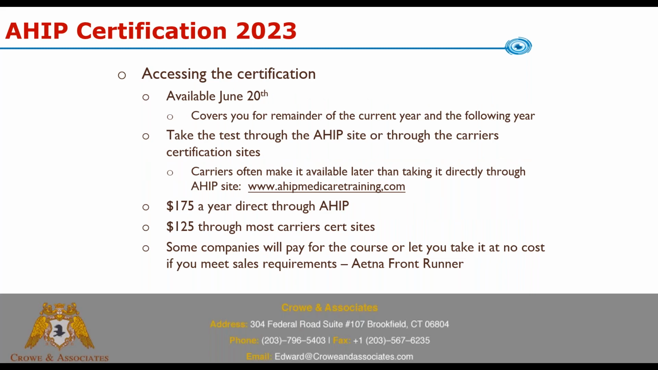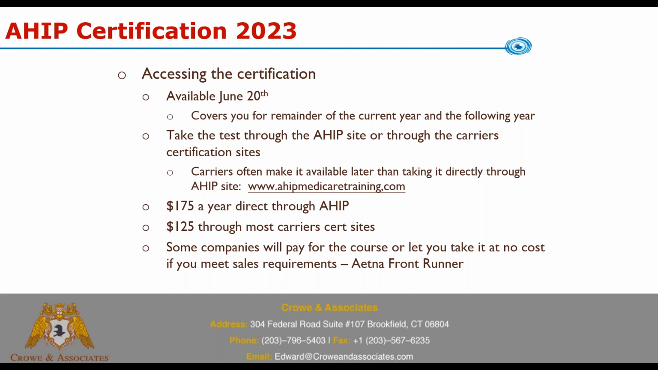So you'll be able to access the AHIP certification on June 20th. That's when it's available. For those who are just getting contracted, if you're getting contracted now, you might as well wait till June 20th and take the AHIP, because that's good for the rest of the year and next year. You wouldn't at this point want to take the 2022 AHIP. That's just overkill. You're taking it for no reason, basically. At this point, wait till June 20th, take the 2023 AHIP, and you're good for the rest of the year.